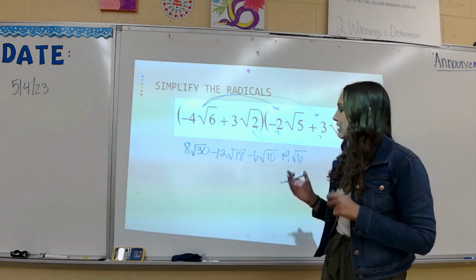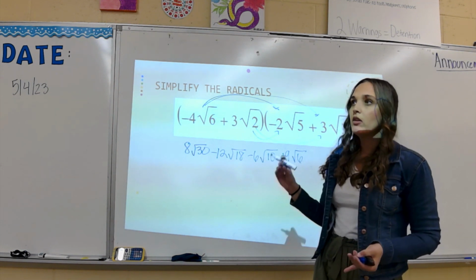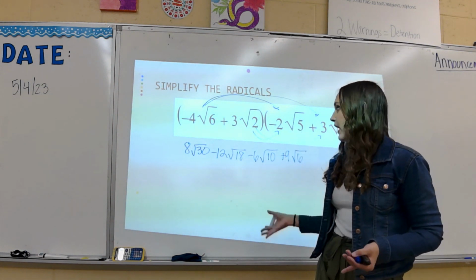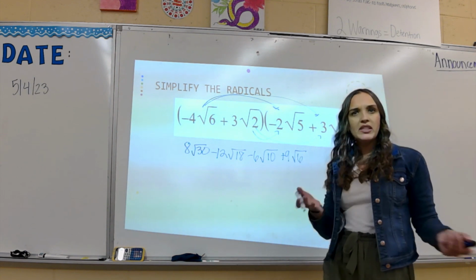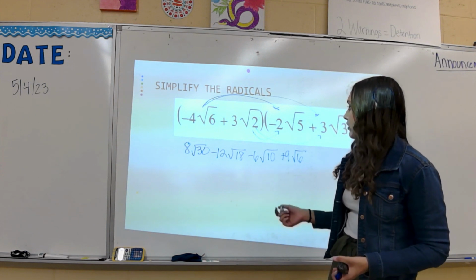Now we have this, but I have to break it up if I'm able to. So I have 30. Is that divisible by 4? No. Is that divisible by 25? No. Trying to think of these: 9, 16. None of these. So I'm going to leave it as the square root of 30.